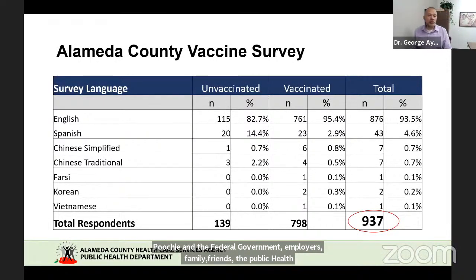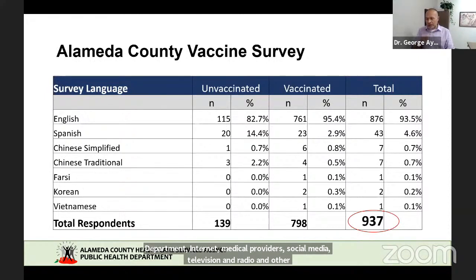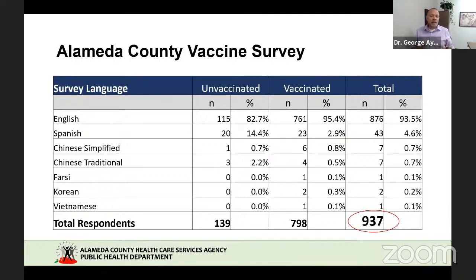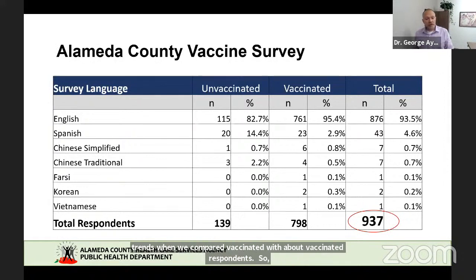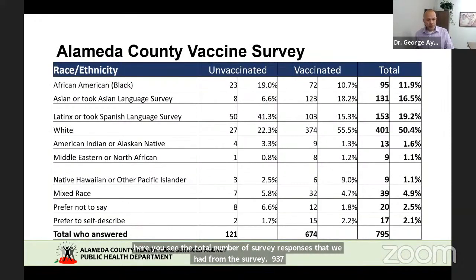So here are some of the main findings. First, I'll just share with you some demographics. It's important for you to know that in this analysis, Liz and I thought it was going to be easiest to understand trends when we compared vaccinated with unvaccinated respondents. So here you see the total number of survey responses that we had, 937 total, and how they divided by unvaccinated and vaccinated respondents.